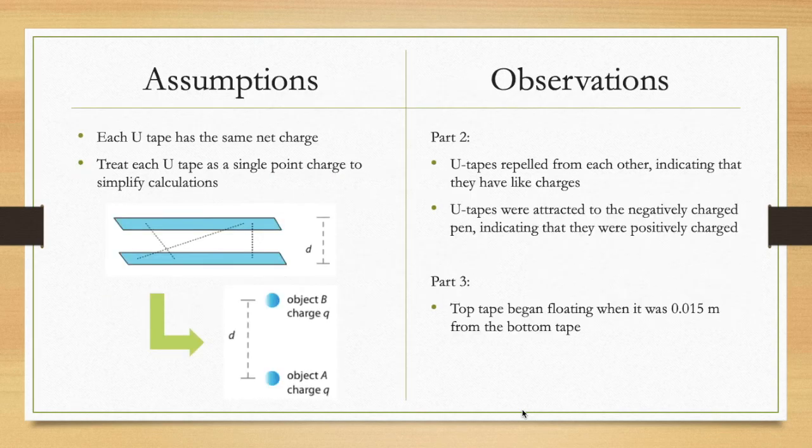I had to make the assumption that each of the U-tapes had the same charge, and I also had to treat each U-tape as a single point charge to simplify calculations of the electric force exerted on the U-tape. Additionally, I observed during the experiment that the top U-tape began floating when it was a vertical distance of 0.015 meters from the bottom tape.